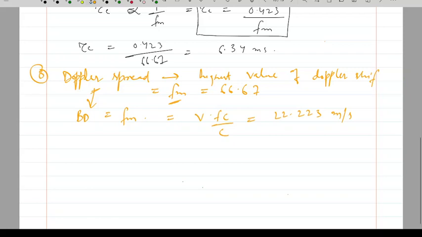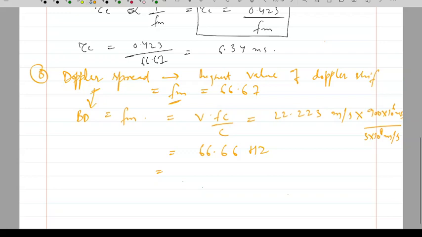Because the speed of light is in meters per second, that is multiplied with 900 into 10 raised to power 6 meters per second, divided by 3 into 10 raised to power 8 meters per second. And when we calculate this, it is approximately 6.66, or 67 hertz. So this is the Doppler spread basically. Here this is the highest value of the Doppler shift, so that is equal to the Doppler spread.